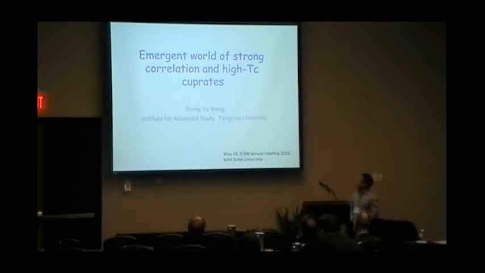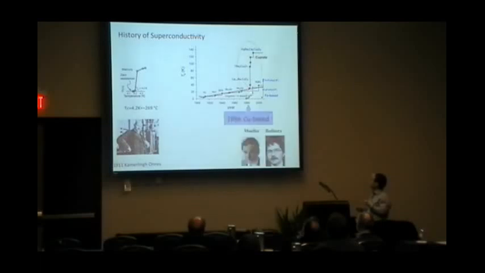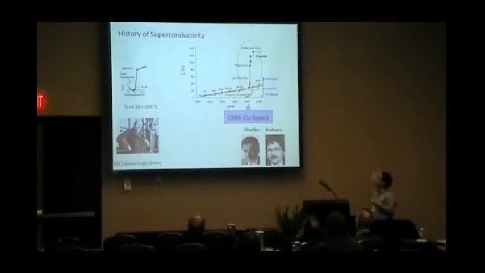Tsinghua University. Today I'm going to talk about the emerging world of strong correlation and the high-Tc cuprates. In 1911, Onnes first discovered the first superconductor, mercury, which has a Tc of about 4.2 K. Since then, the Tc has been steadily increased over the years, until 1986, when two gentlemen discovered a new class of superconductors, the cuprates, where Tc quickly increased to up to 164 K within several years under pressure, and it has stayed there up to now.